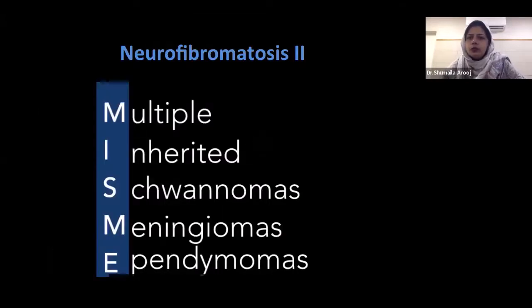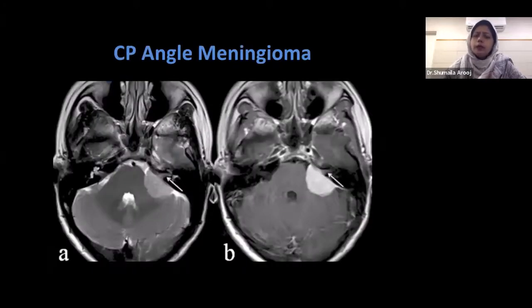So in neurofibromatosis 2, always remember this little mnemonic, MISME. There are multiple inherited schwannomas, meningiomas, and ependymomas. So if you are finding multiple meningiomas, try to look for schwannomas and ependymomas. Similarly, if you find multiple schwannomas, try to look for the other two. And believe me, you find them.